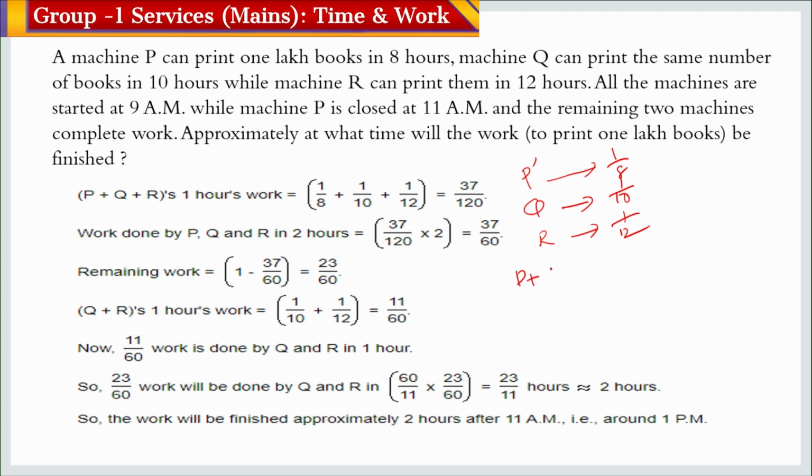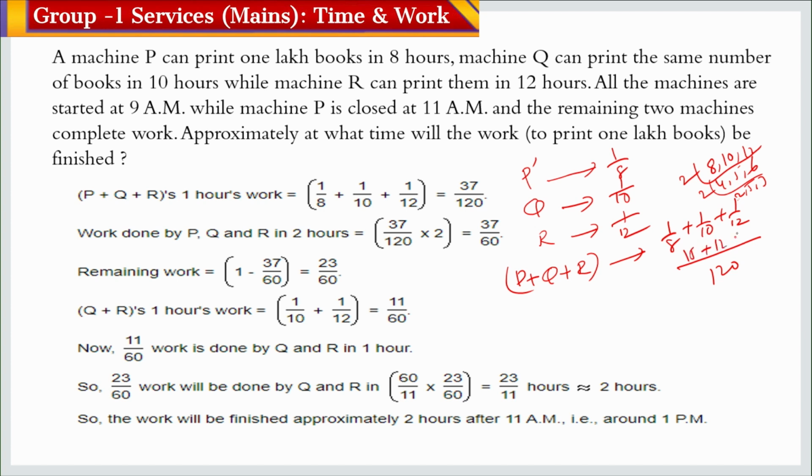So, P plus Q plus R's work in 1 hour is 1 by 8 plus 1 by 10 plus 1 by 12, correct. Means you have to find the LCM of 8, 10 and 12. 2 4s are 8, 2 5s are 10, 2 6s are 12, again 2 2s are 4, 5s are 5, 3s are 3, 5 3s are 15, 15 2s are 30, 30 4s are 120, 120 is the LCM. 8 15s, 10 12s, 12 10s, means here 37 by 120, correct. 37 by 120 it is, okay.